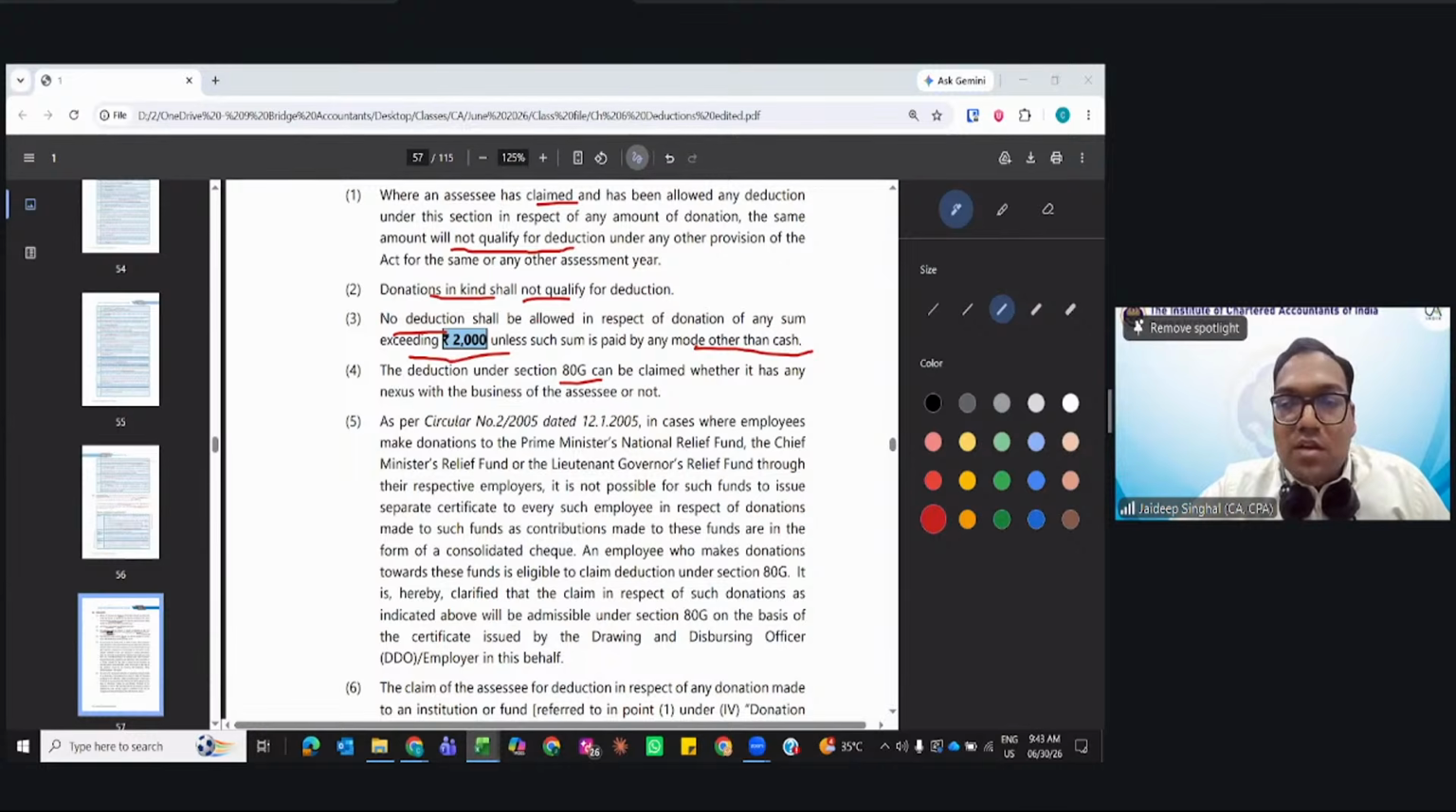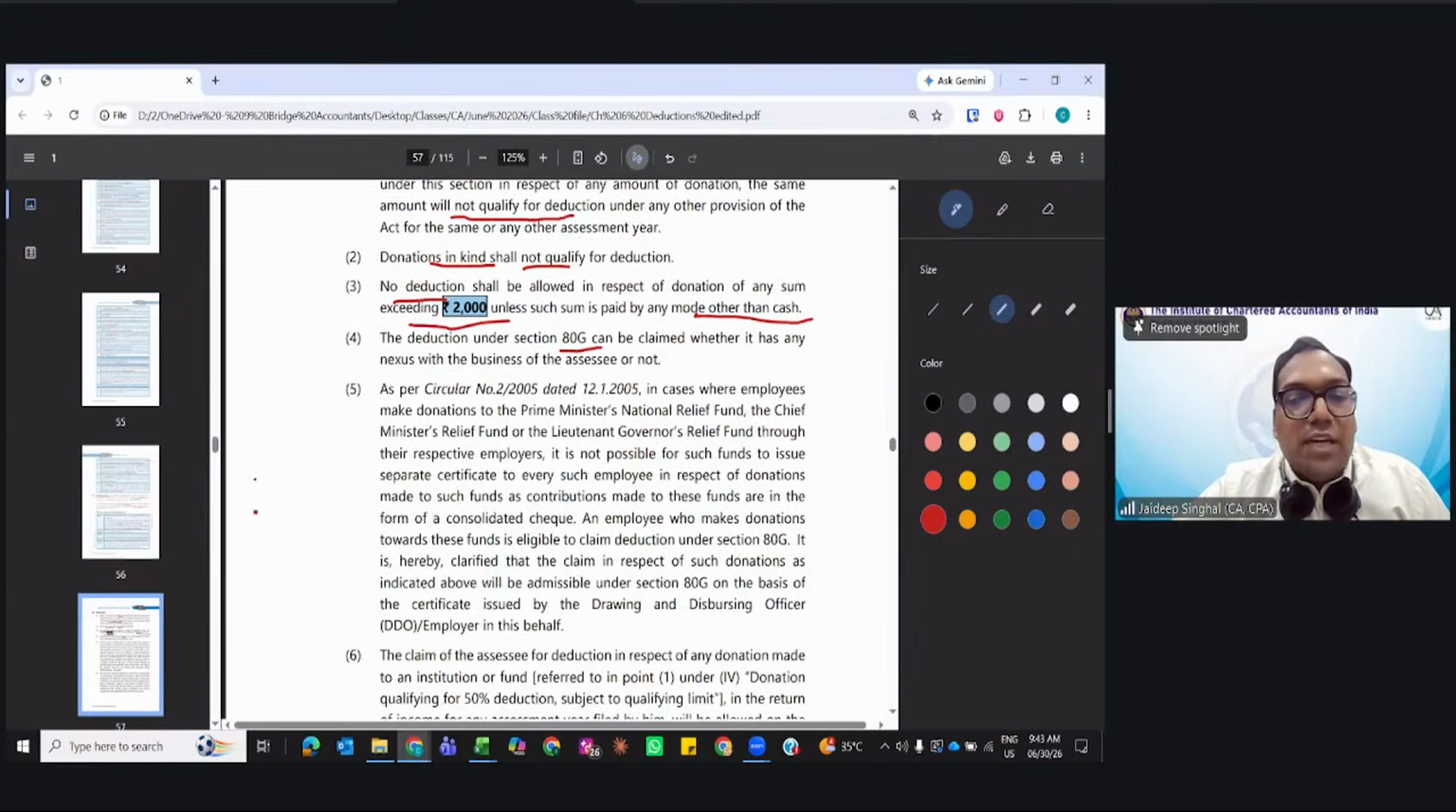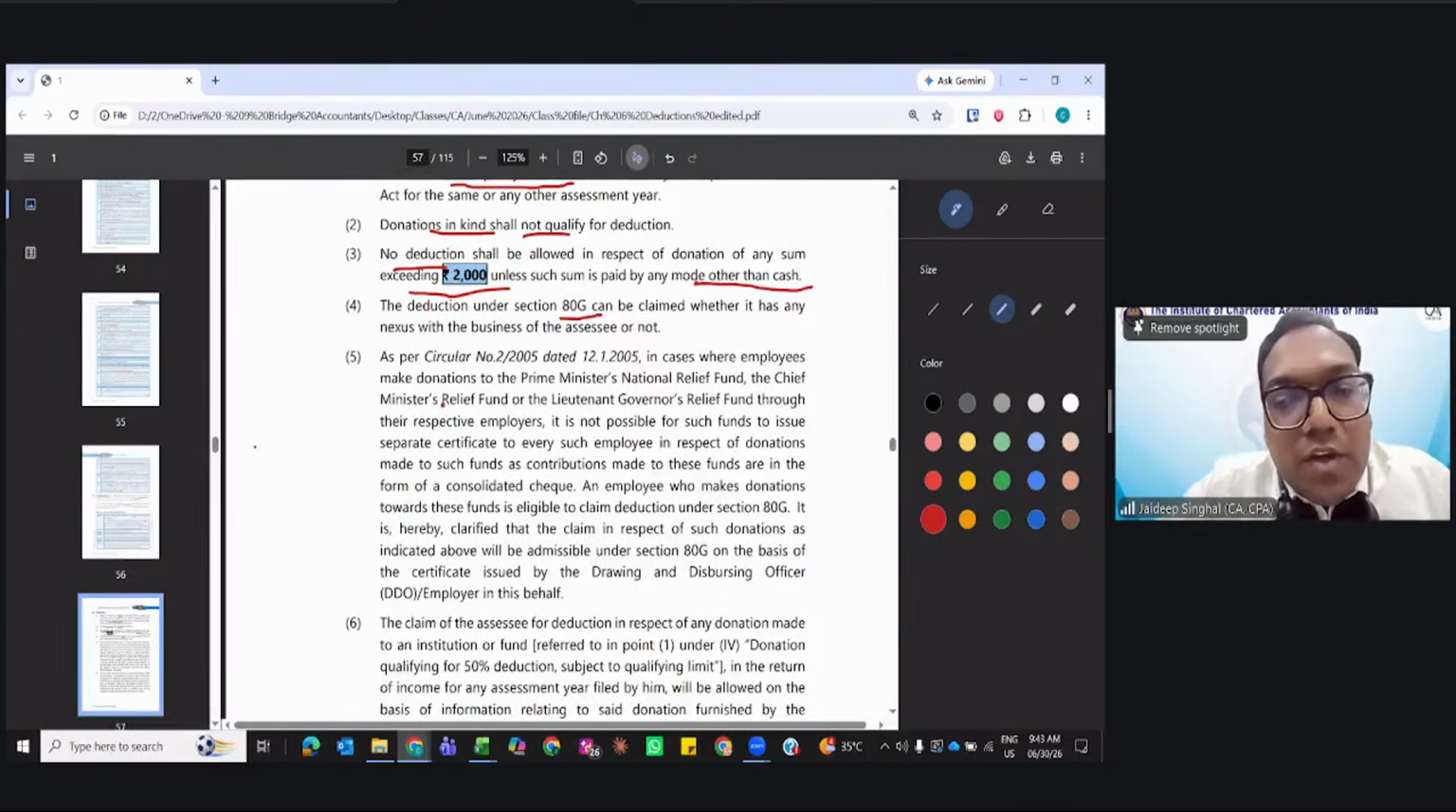Next, let's suppose sometimes you make the donations through your employer. You ask the employer to withhold and make the contributions. Nexus means the connection. Let's suppose this donation has no connection with your business. Still you can get a deduction under 80G.